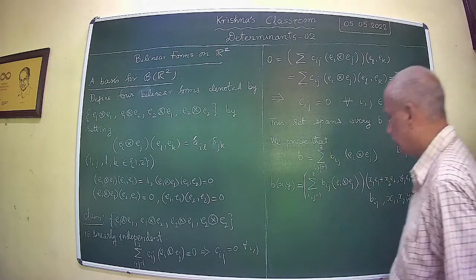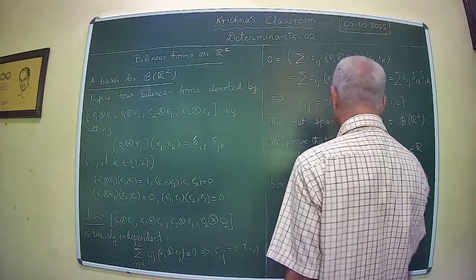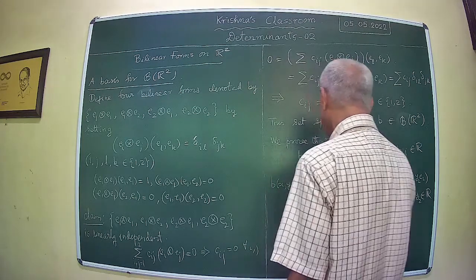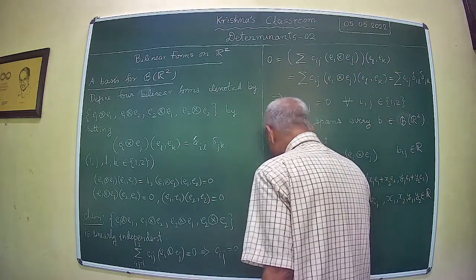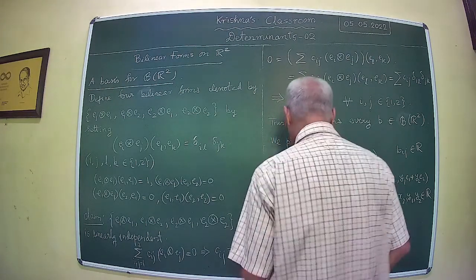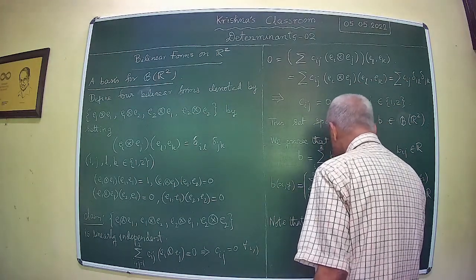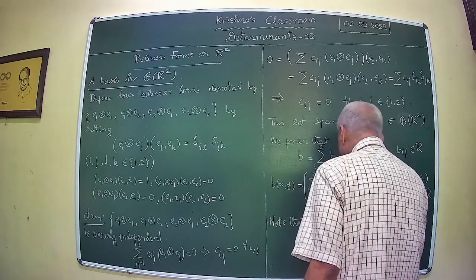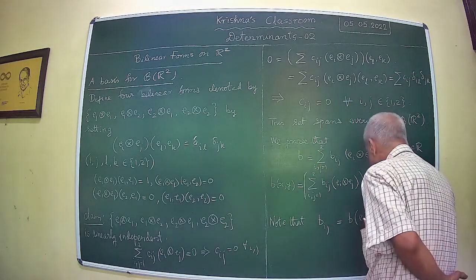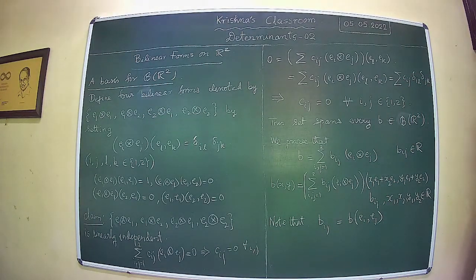So let us observe that Bij is equal to B of Eij. Now this is easily verified. Okay, what does it mean?